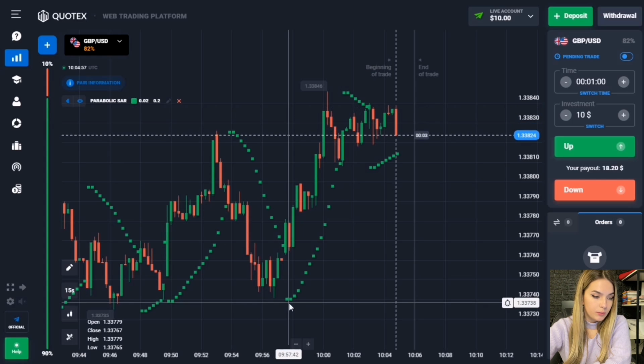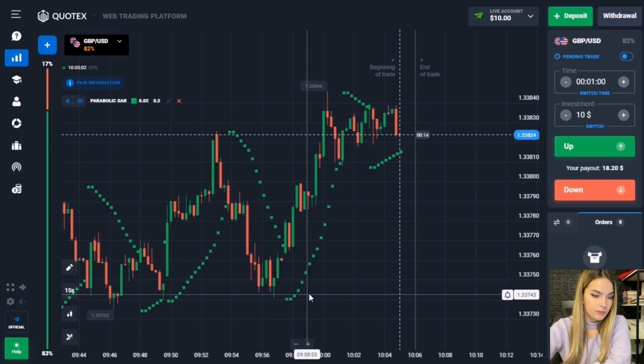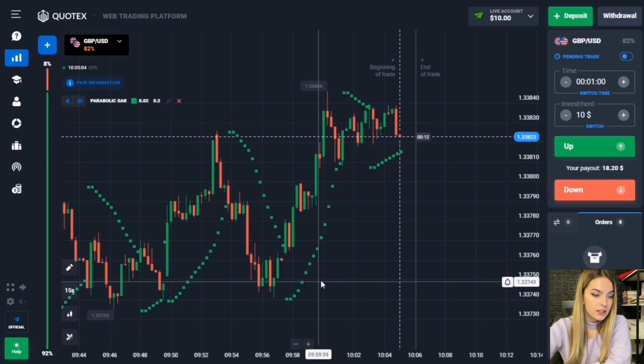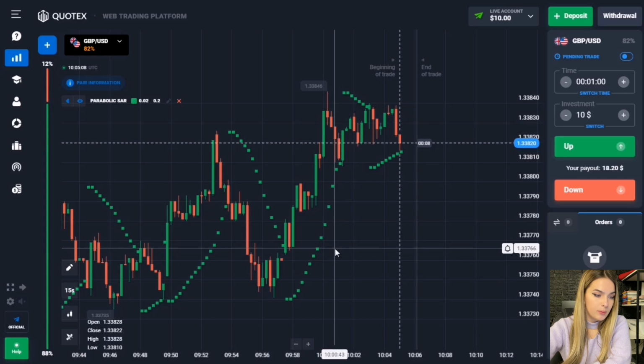When the dots appear at the bottom of our graph, it tells us that an upside movement is expected in the near future. A deal can be opened when the points are just beginning to appear, but also when a certain number of these points have already appeared. Each situation is considered individually.